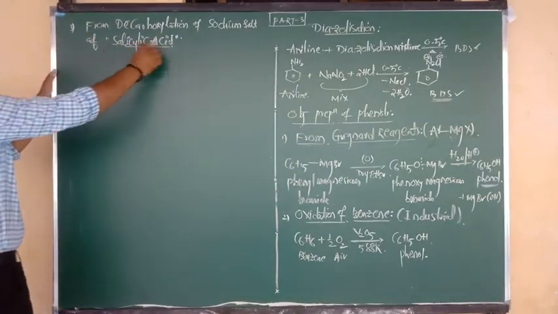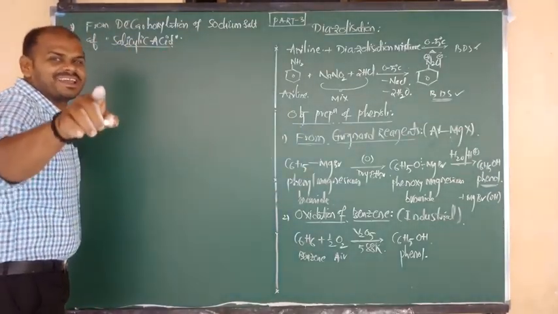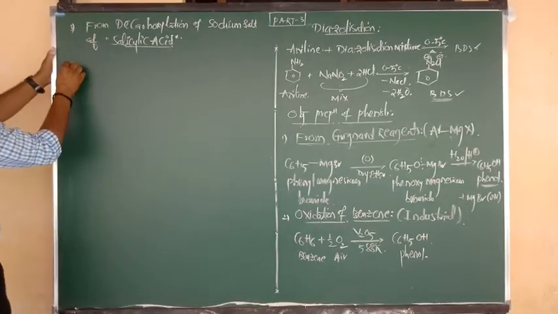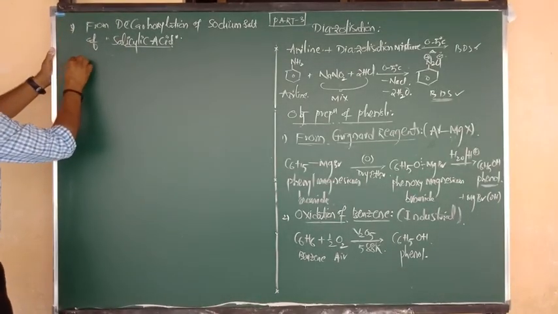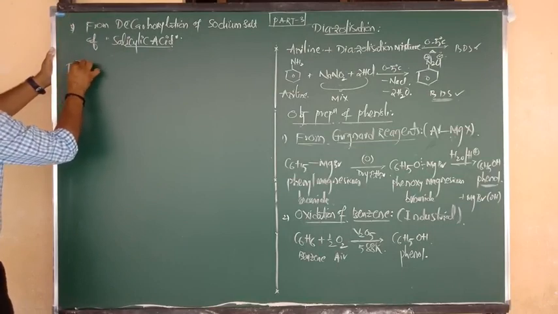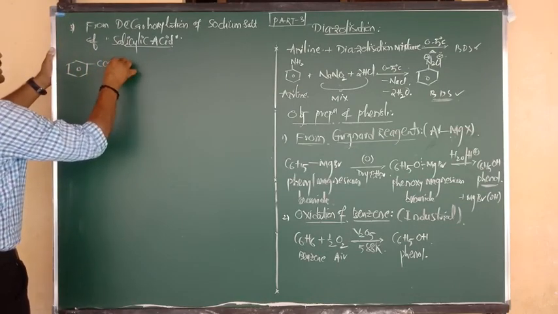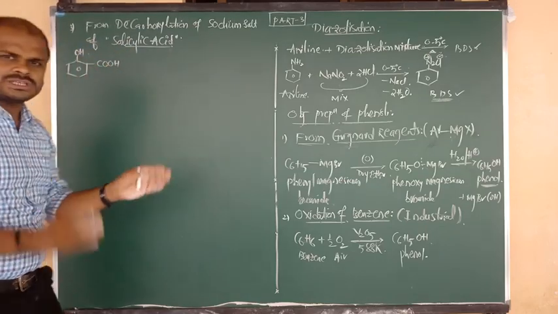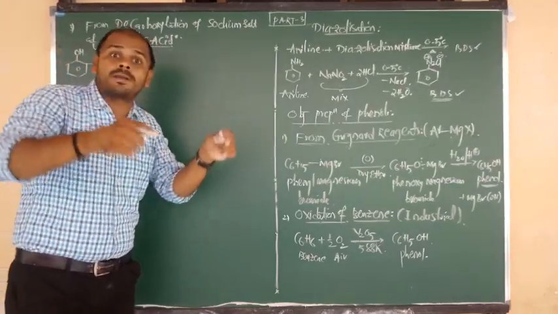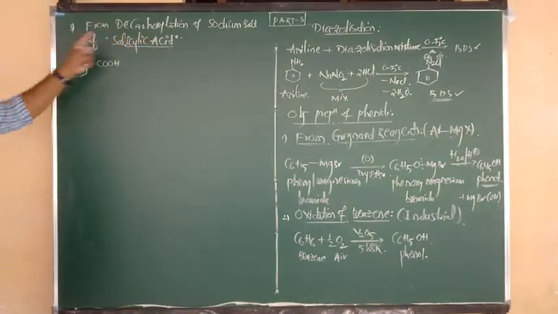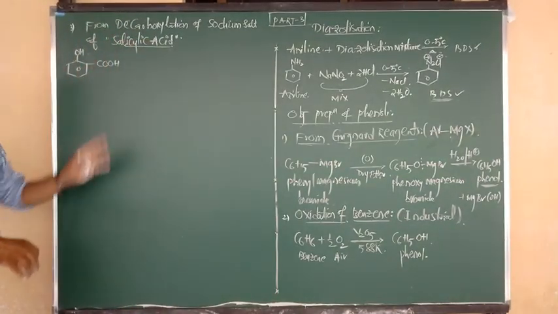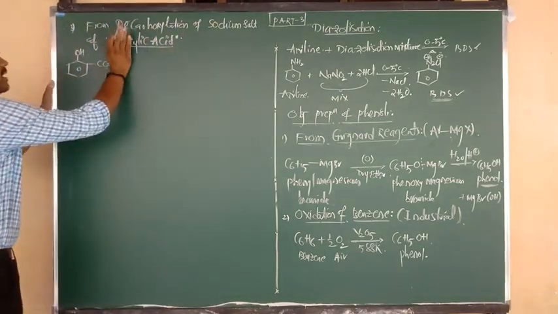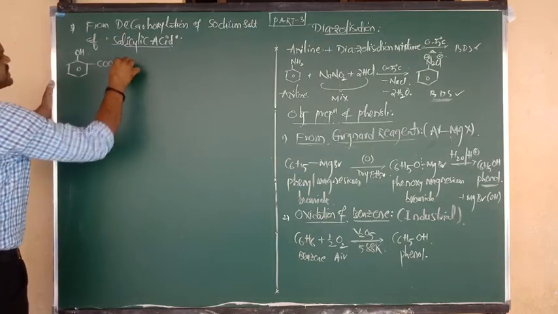So let us consider salicylic acid. I told you in nomenclature perfectly. What is the formula of salicylic acid? Benzene bonded to COOH and connected to the group OH. OH and COOH should be on adjacent carbons on benzene. This is the structure of salicylic acid. But here I am saying sodium salt of salicylic acid. That means one of the hydrogens is replaced by sodium.